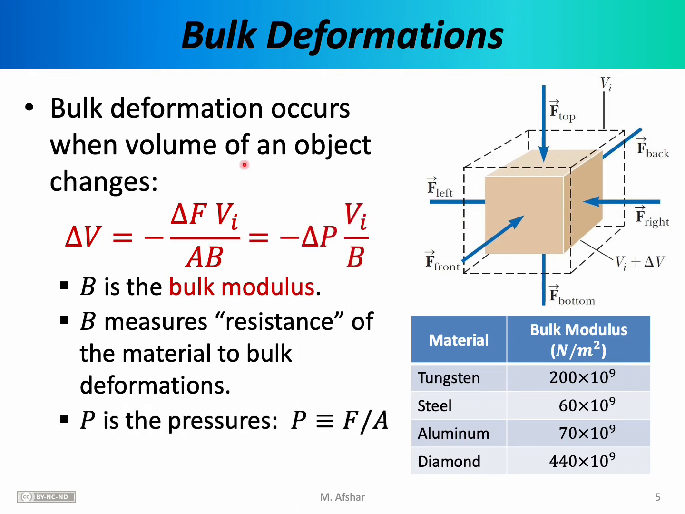For that reason, this equation is often written in this form, where pressure is defined as force divided by area. So given one of these forces applied to one of these faces, F divided by A would give us the pressure acting on that face, and so delta F divided by A is often written as delta P, as in the additional change in pressure, not including atmospheric pressure.